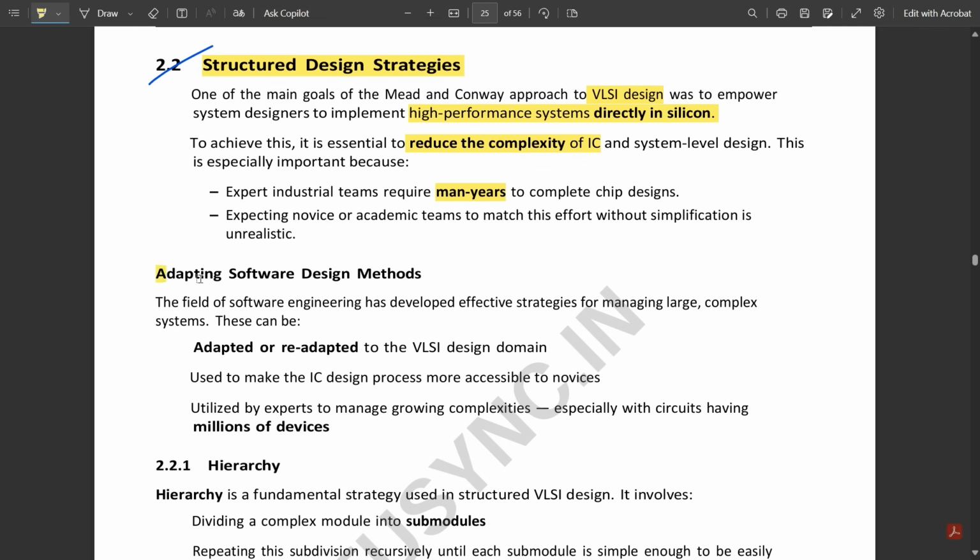Adapting software design methods. The field of software engineering has developed effective strategies for managing large and complex systems. These large and complex systems would have a lot of problems related to chip designs. The chip designs won't be the same for each IC chip; they would vary for different ICs. While the variation takes place, the structured design also would be very essential. So in order to maintain those structured design strategies and reduce the complexity between the ICs, they have adopted some important approaches. One by one, let us discuss those approaches.